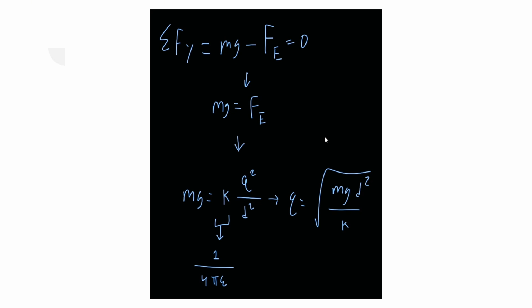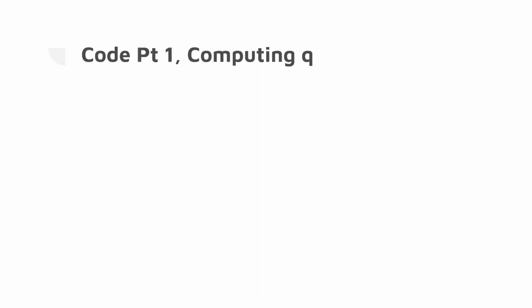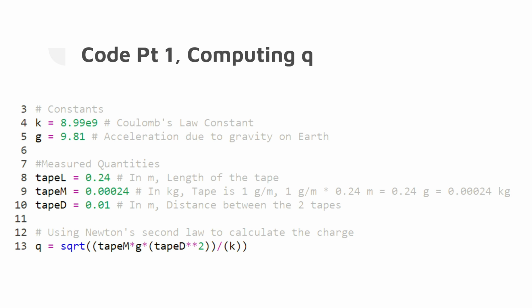Right, so now that we have that formula, we can get to our code and actually model this scenario. So first, we set up our constants and our measured quantities, the most important being the mass of the tape to calculate the force due to gravity. And then this bottom line here, line 13, is just that equation that we found earlier. So that computes the charge of our tapes.